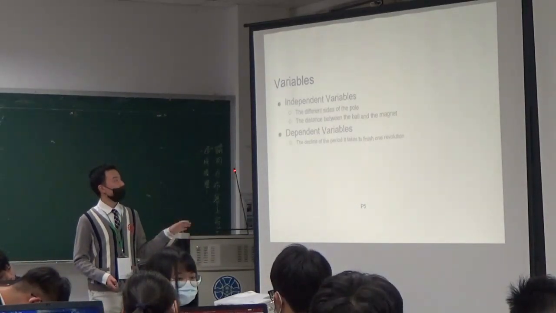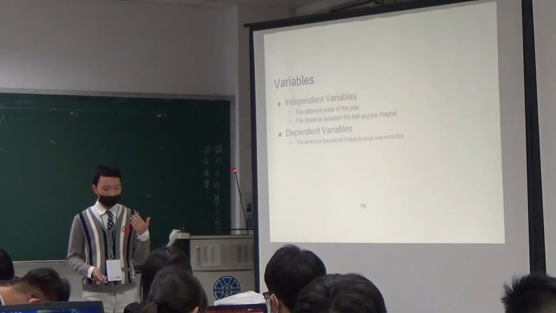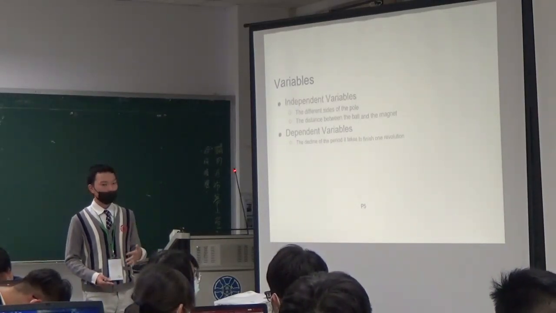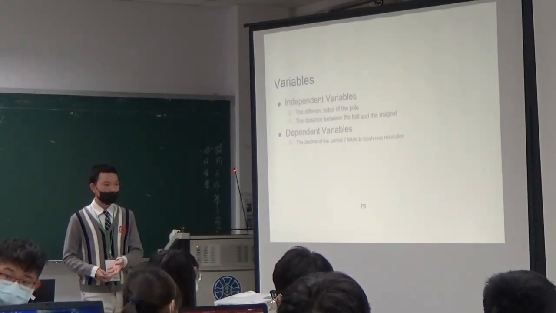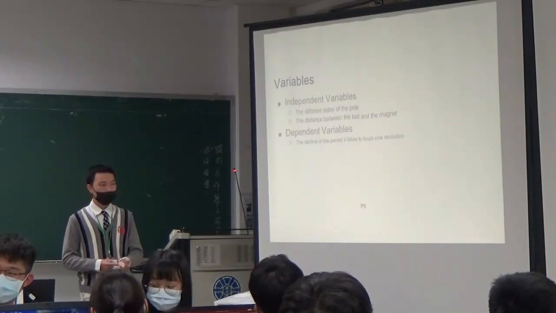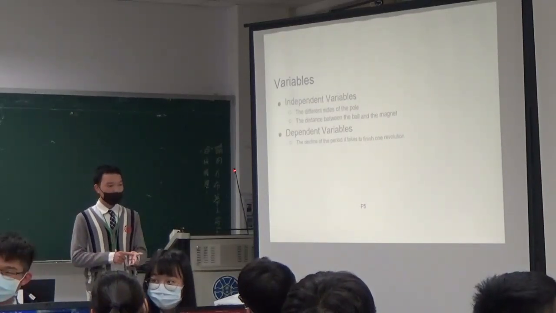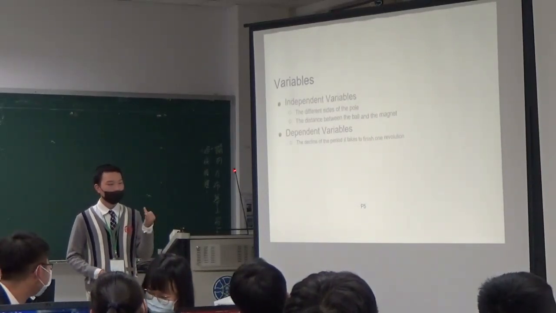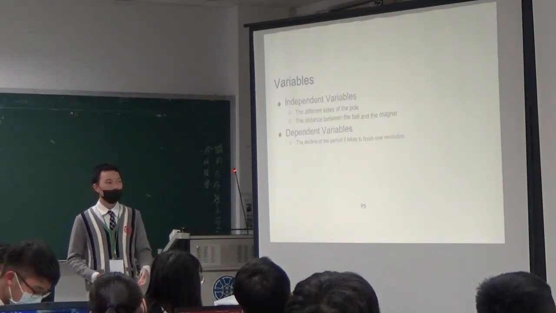So from here we'll be talking about the variables that we will be introducing. The control variables are of course very obvious. It's the same sphere, same magnetic field, same wire, or at least the same amount of revolutions every time we spin the ball.